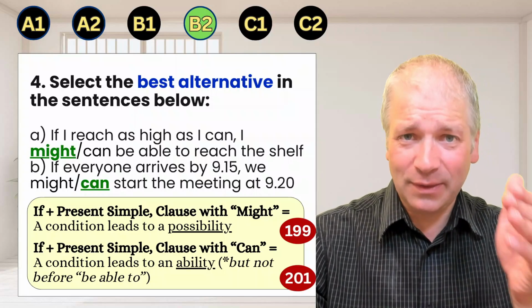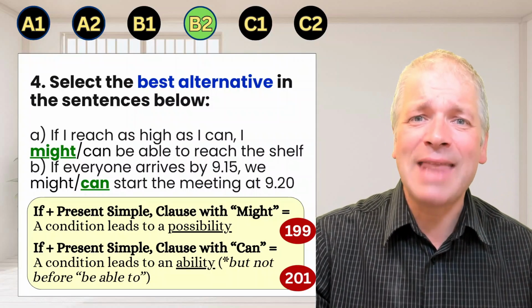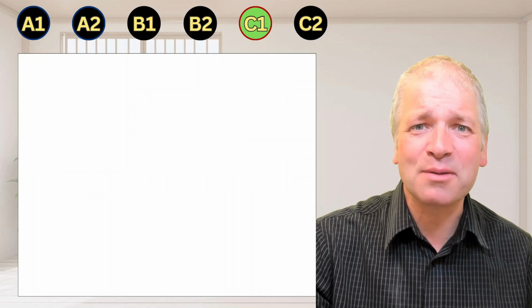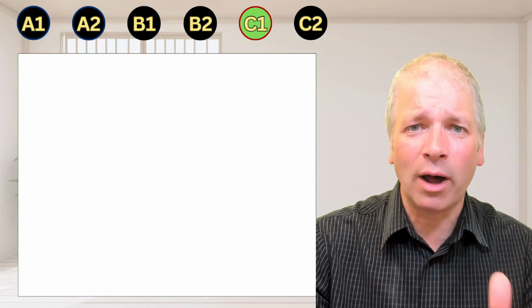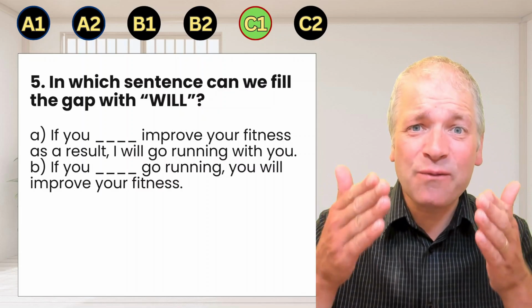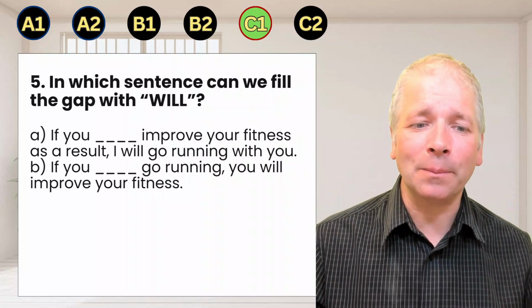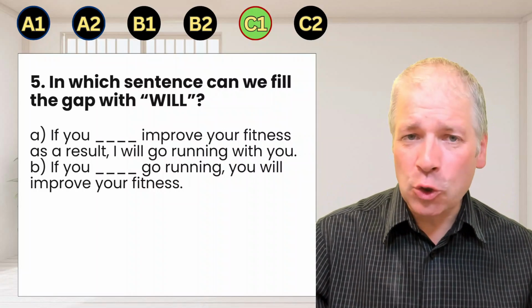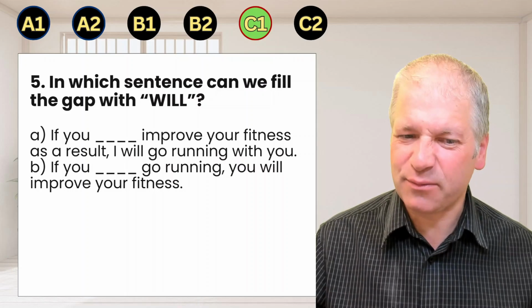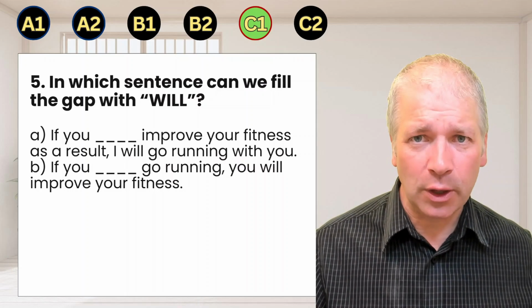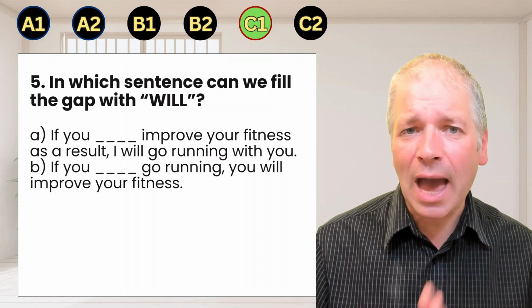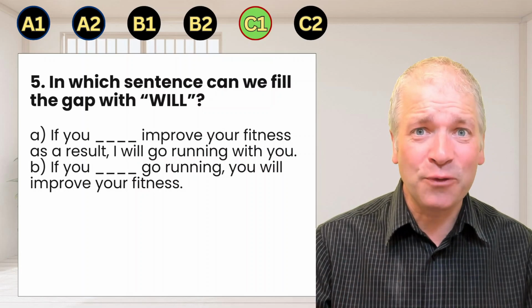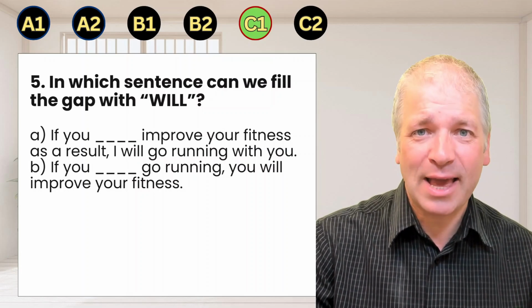So we've looked at the A levels and B levels. Now let's move on to the more advanced levels and start with C1. In which sentence can we fill the gap with will? A. If you gap, improve your fitness as a result, I will go running with you. B. If you gap, go running, you will improve your fitness. Here's your 5 seconds.